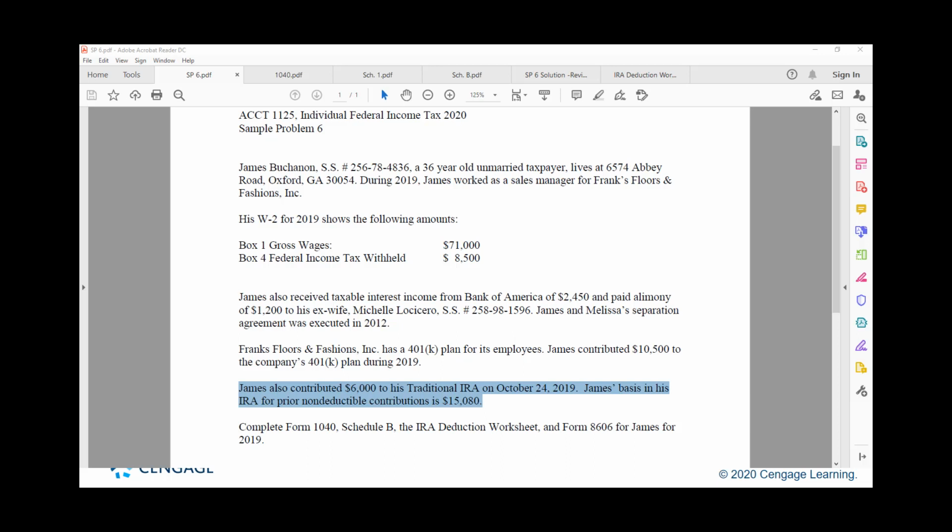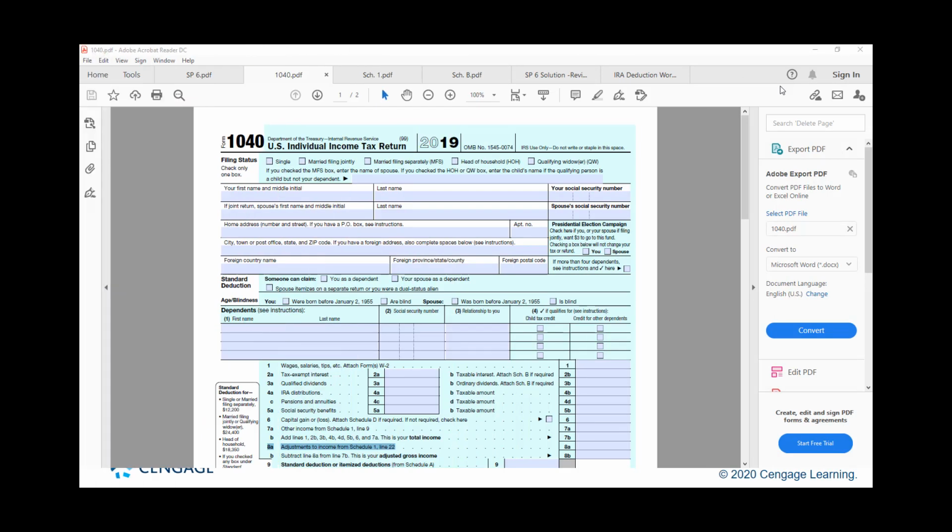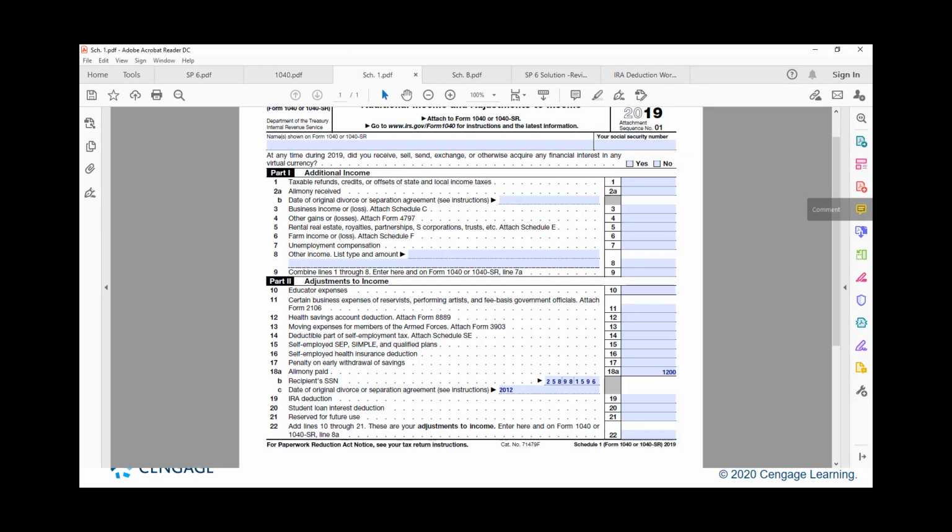In sample problem number 6, we need to determine, of the $6,000 contributed to the traditional IRA, how much of that is deductible, meaning that it won't be taxed. It's deducted from gross income and will not be taxed. The IRA deduction is considered an adjustment to income reported on line 8A along with other adjustments to income. All adjustments to income are shown on Schedule 1.